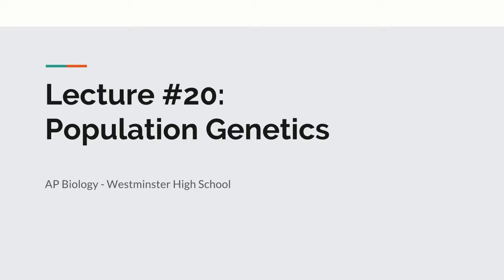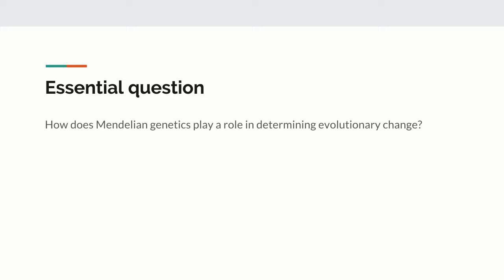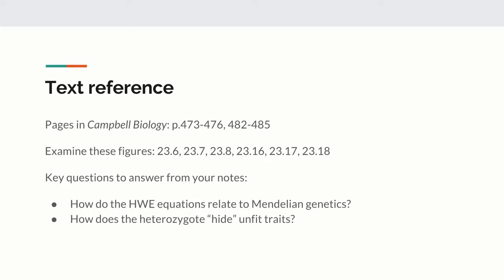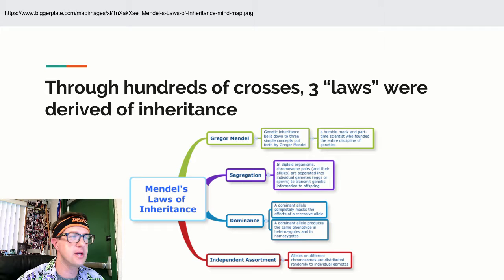Welcome back for more AP Bio. This week, or at least this particular lecture, we're going to talk about population genetics, which is going to be the fusion of genetics and evolution into one organism. The College Board really likes this one, so it's going to show up on the AP test.